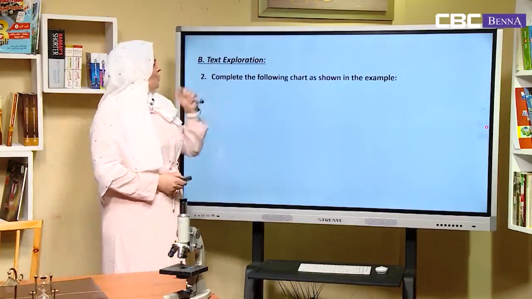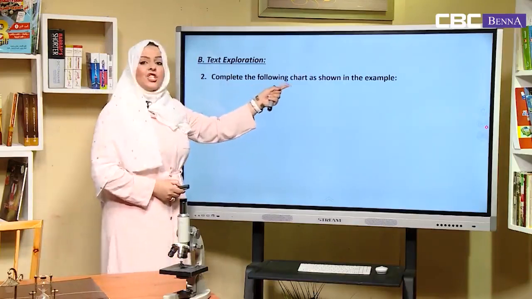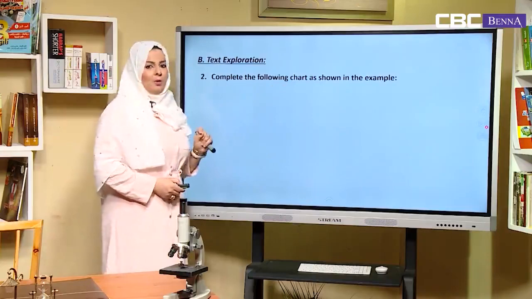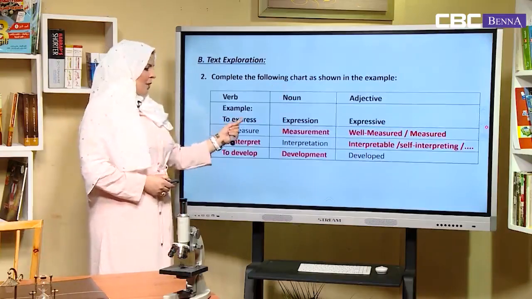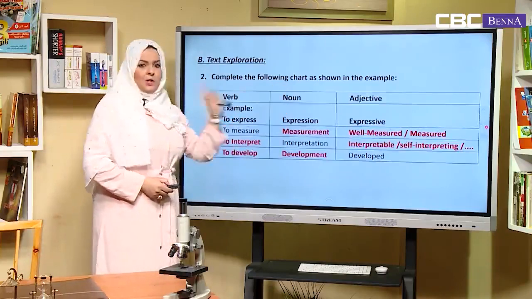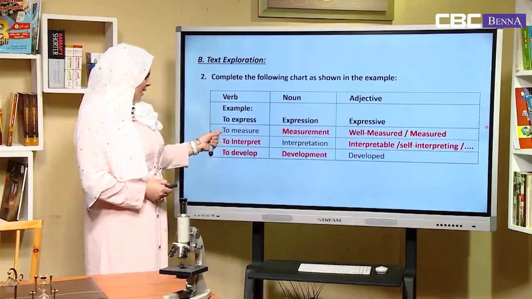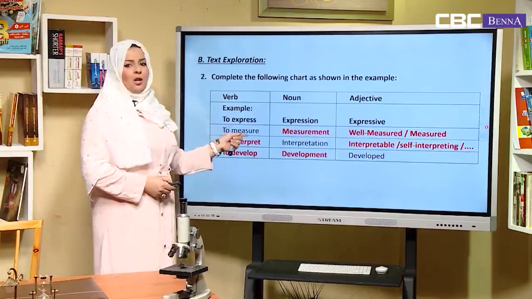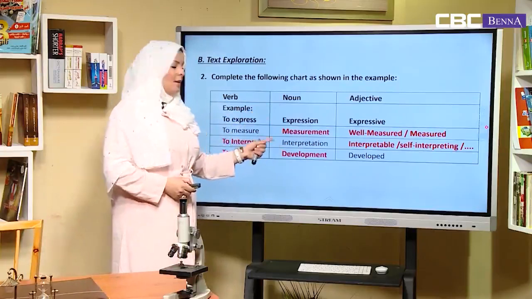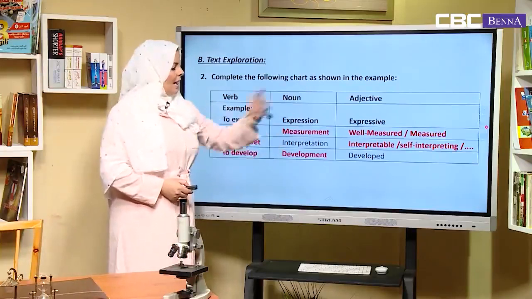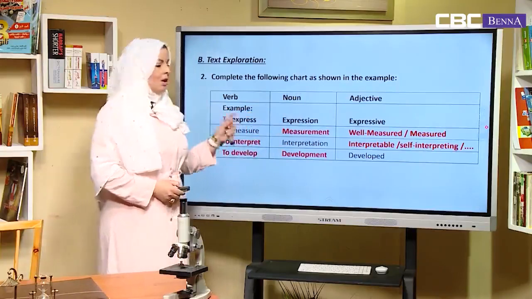So let's move to morphology. So complete the following chart as shown in the examples. Here you have to express, expression, and expressive. Let's start. What do we have here? We have to measure. To measure. Noun, measurement. Noun is measurement. Adjective, well measured or measured.